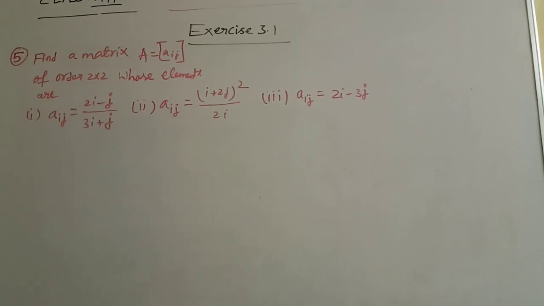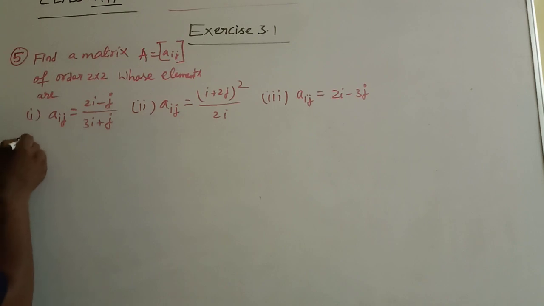Alright, let's move on to the 5th problem. Find a matrix A = [aij] of order 2 by 2, whose elements are given by aij = (2i - j)/(3i + j), aij = (i + 2j)^2/2i, and the third one, aij = 2i - 3j. We need to understand how to solve this. It was already explained previously, you just need to substitute.